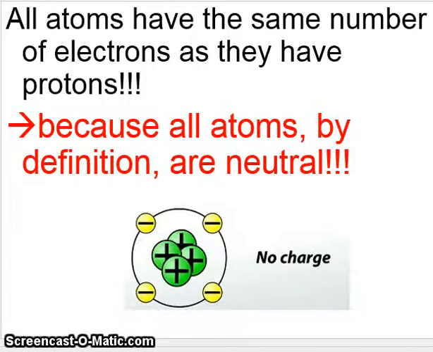Now it's important to say that all atoms have the same number of electrons as they have protons. Remember that electrons are negative and they exist on the outside of the atom. Protons are positive. So if you're an atom, you are neutral. Neutral meaning you have to have the same number of positives as you have negatives. In this case, this is an atom of beryllium, 4 protons, 4 electrons. It has no charge.